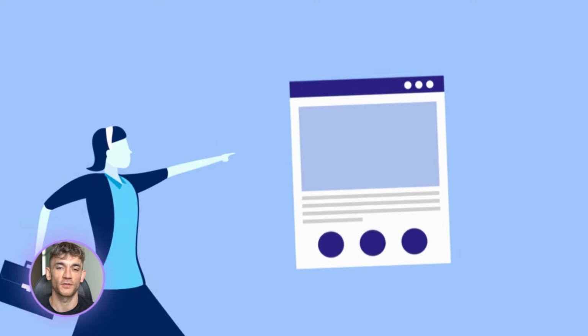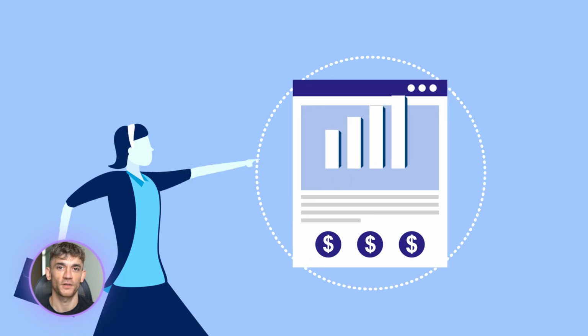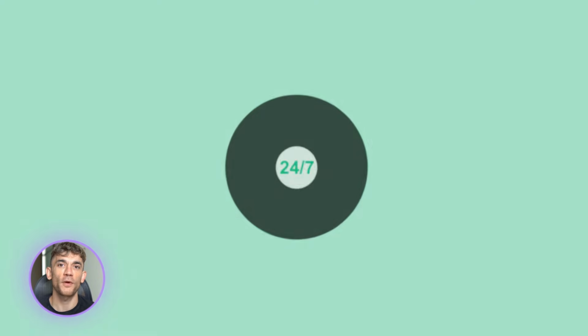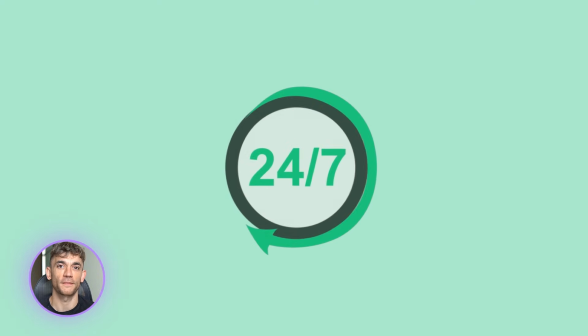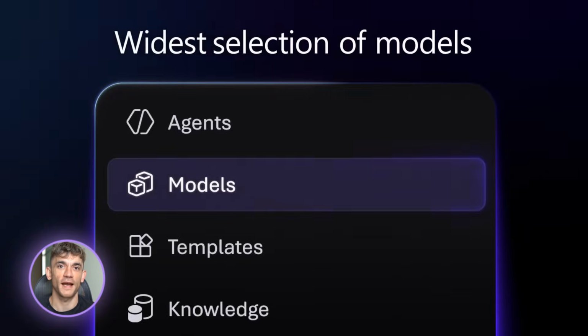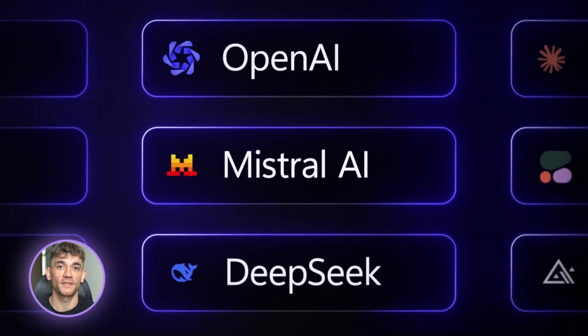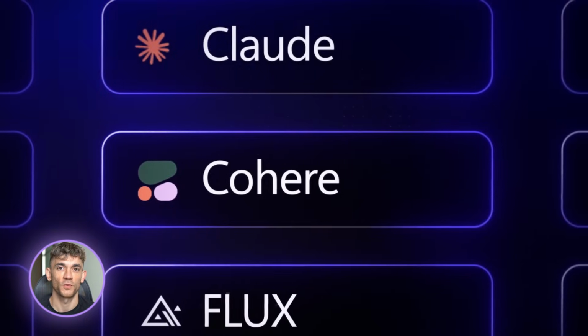Second agent manages your entire inventory and reorders stock before you run out. Third agent creates daily business reports and posts updates to your team, all of this running 24/7 without you touching anything. And here's the crazy part. Microsoft just added over 1,900 AI models to choose from. You're not locked into one system. You can pick exactly what works for your business.